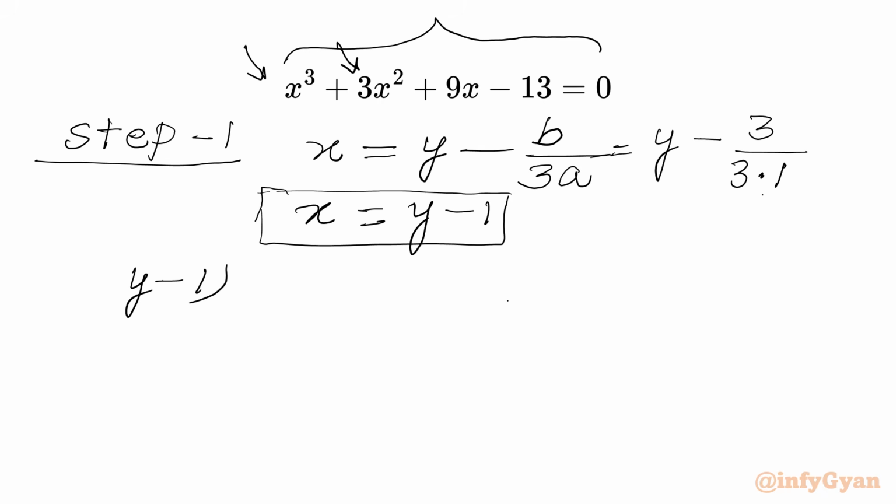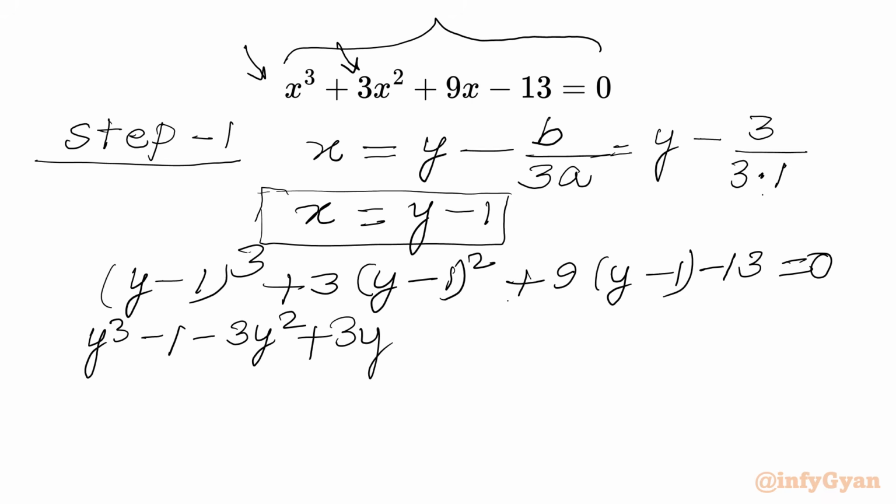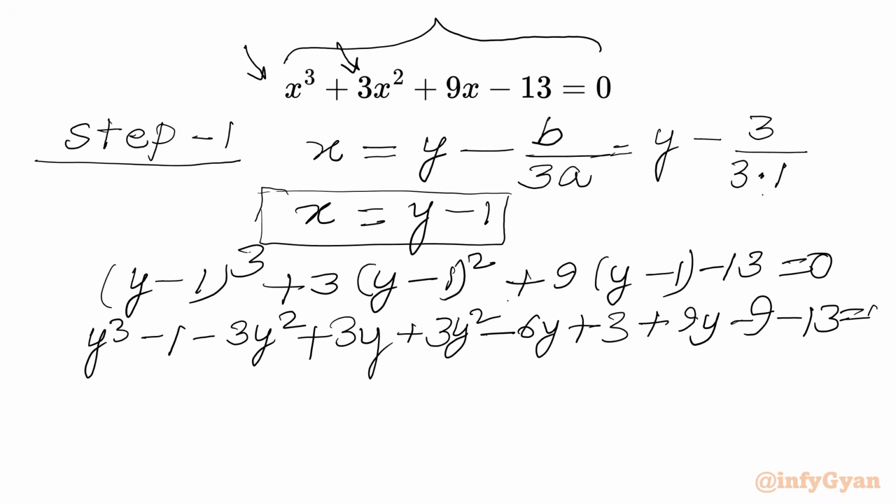So I can write y minus 1 whole cube plus 3 times y minus 1 whole square plus 9 times y minus 1 minus 13 equal to 0. Let's expand y minus 1 whole cube. We'll get y cube minus 1 minus 3y square plus 3y. Then we can write plus 3y square minus 6y plus 3 plus 9y minus 9 minus 13 equal to 0.